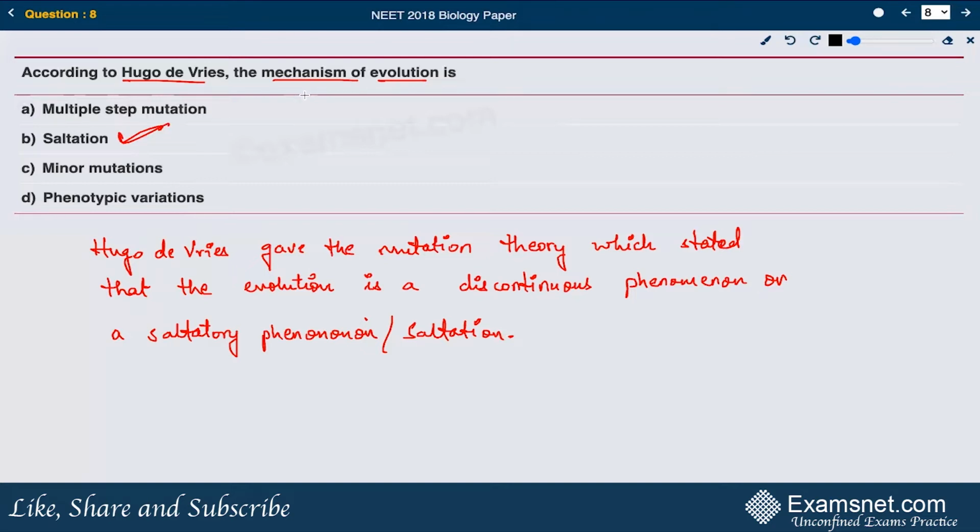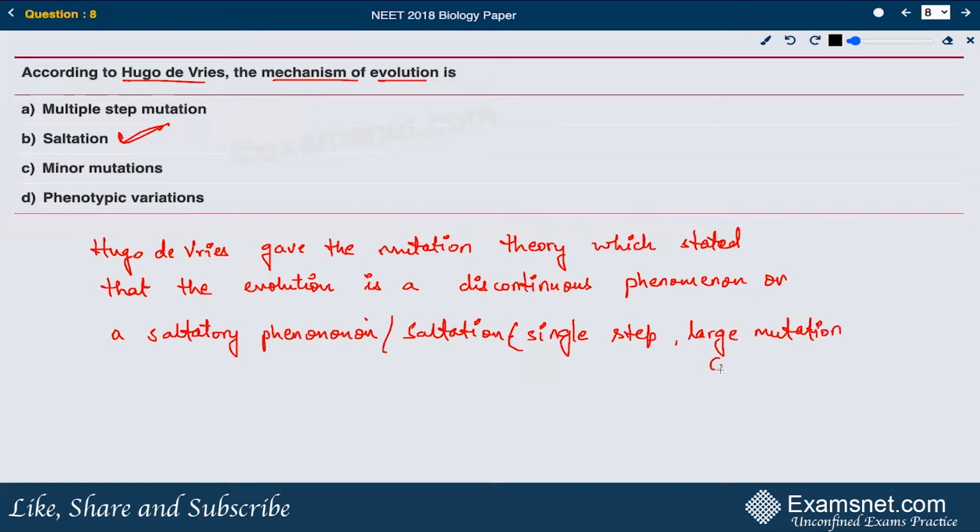In his mutation theory, or his saltatory phenomenon theory, he also told that saltation is basically a phenomenon of single step large mutation. This is the single step large mutation concept.